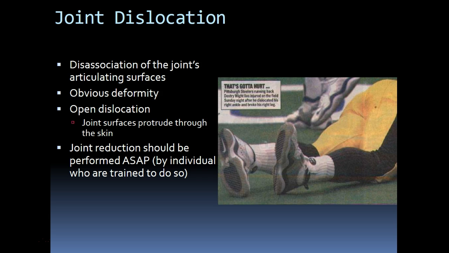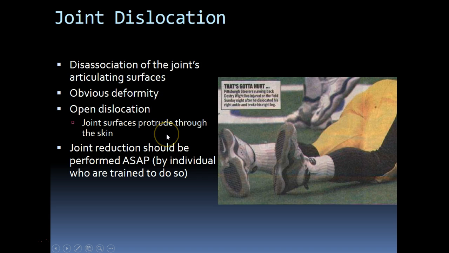The next pathology we'll talk about is a joint dislocation. As you know, a joint dislocation is a complete disassociation of the joint's articular surfaces, and usually there's an obvious deformity. And some have said this is an ankle dislocation, and others have said that this is actually a complete knee dislocation. Either way, we can tell that the joint is not in its resting position. So there's an obvious deformity, clearly.